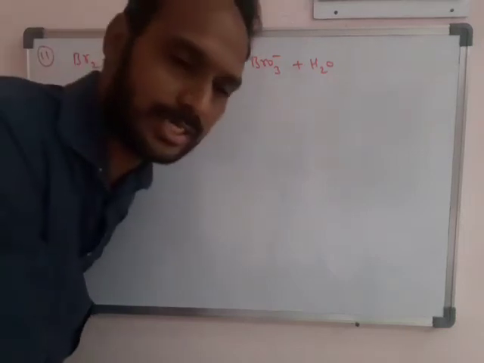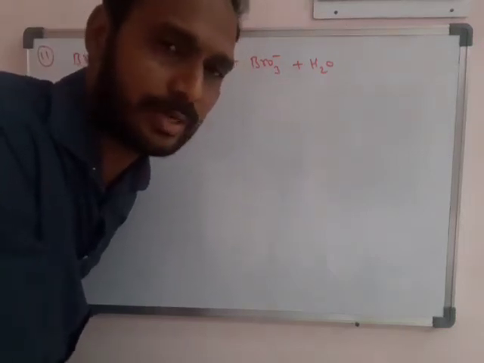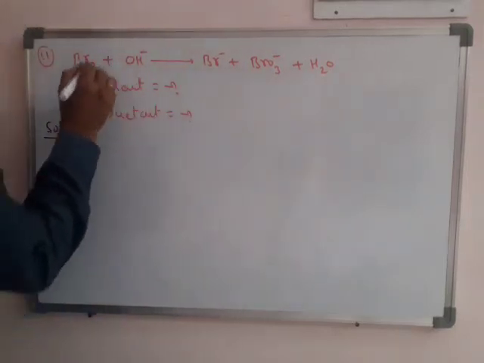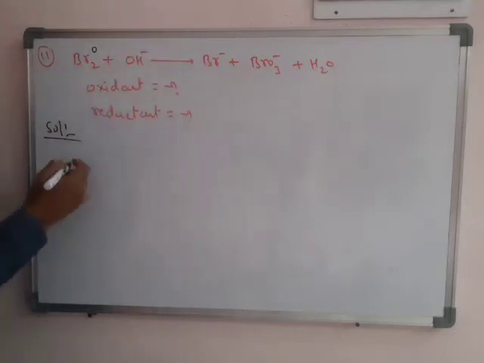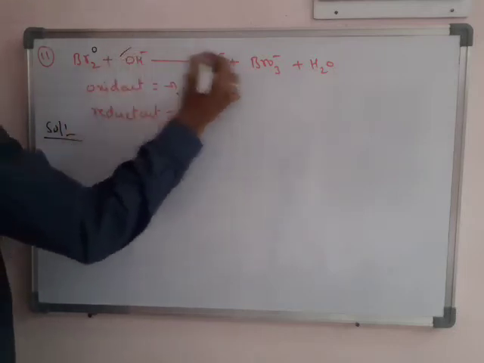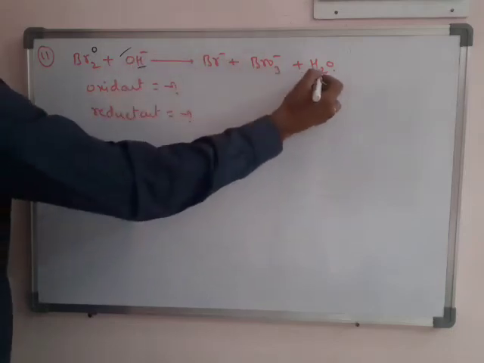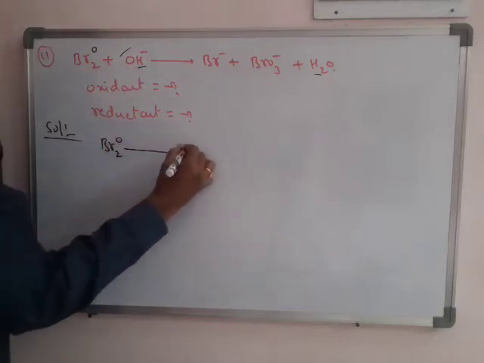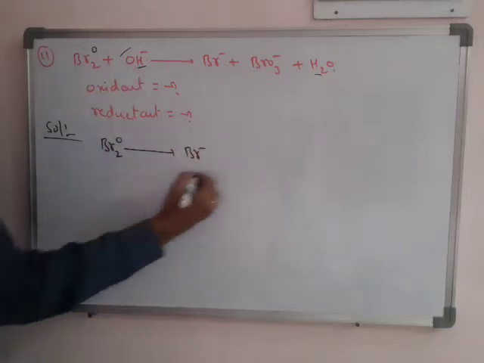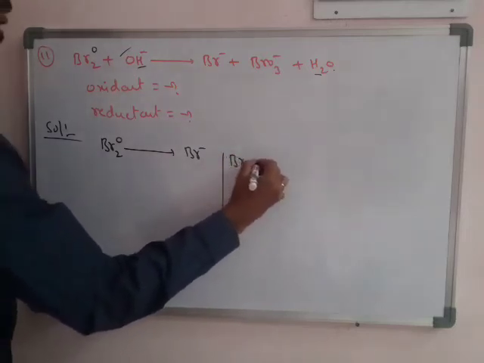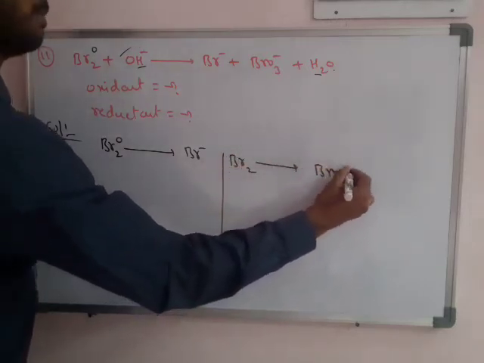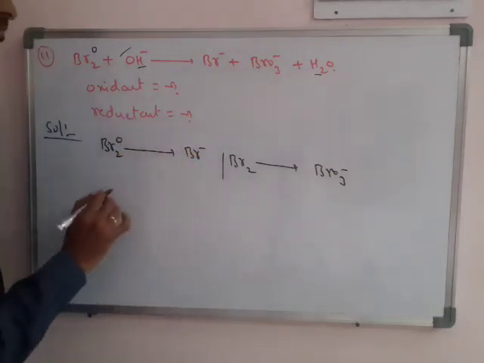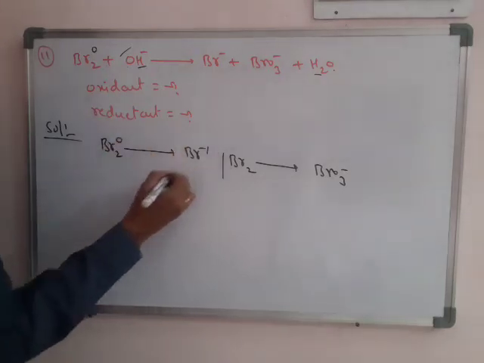Oxidant means oxidizing agent, itself it is reduced. Reductant means reducing agent, itself it is oxidized. So if you see the reaction, there is only possibility of bromine to oxidize and also reduce, because there is no change in the oxidation number of oxygen, there is no change in the oxidation number of hydrogen. Now there is a possibility of changing of bromine. Bromine is changed to Br minus in one reaction. In other reaction, Br changes to BrO3 minus. Here we are not going to balance the number of electrons, just we are observing what is the reaction. Br from 0 to minus 1 means it is reduced.